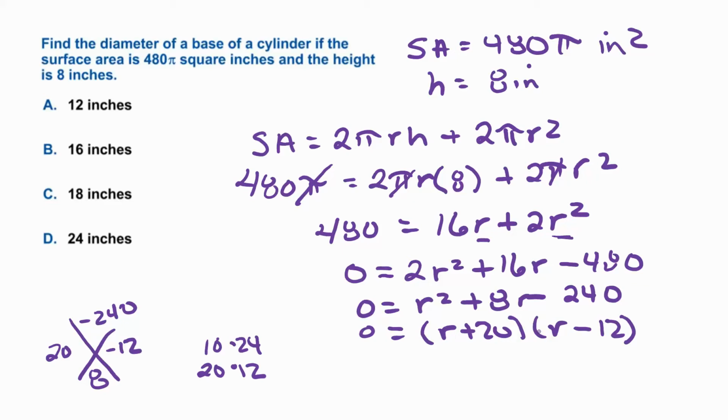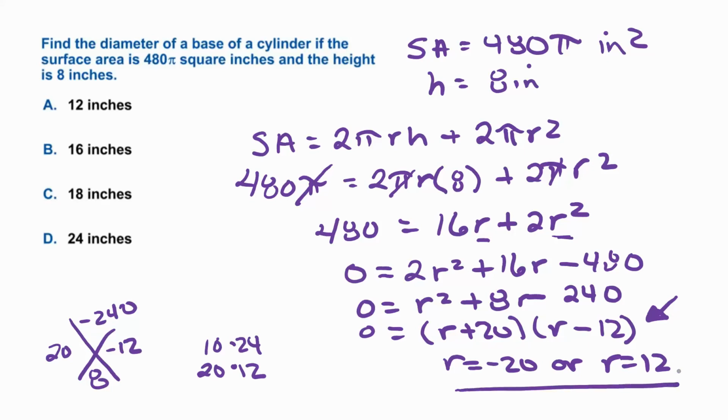R plus 20 equals 0 would give us that r equals negative 20, or r equals 12. I need for you to show this step. Those of you who have been skipping this step right here have just been going straight to giving me that r equals 20 or r equals negative 12. So you need to show this step. I don't care if you show the step that says r plus 20 equals 0 or r minus 12 equals 0 and then solve that. I do need to see both of your answers.